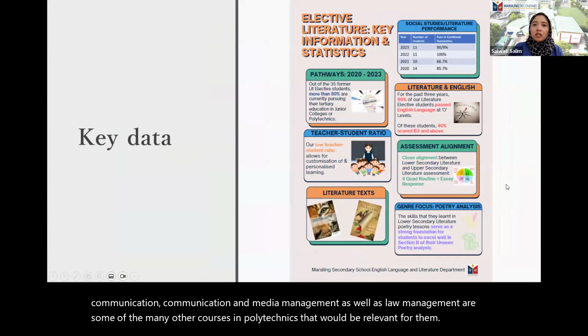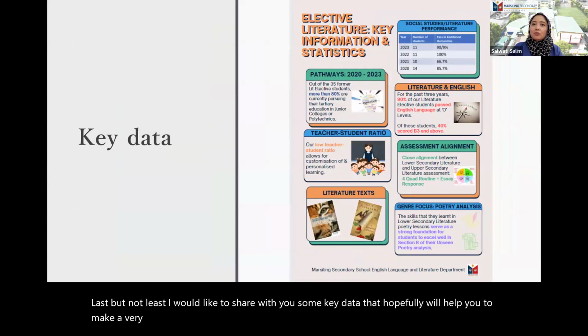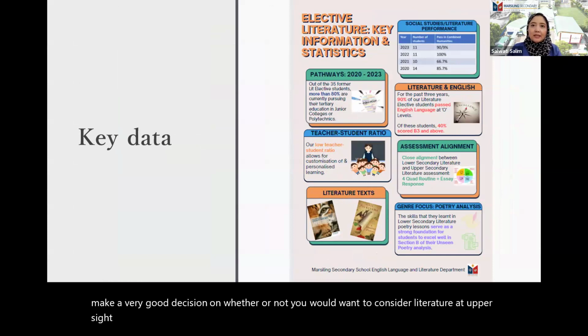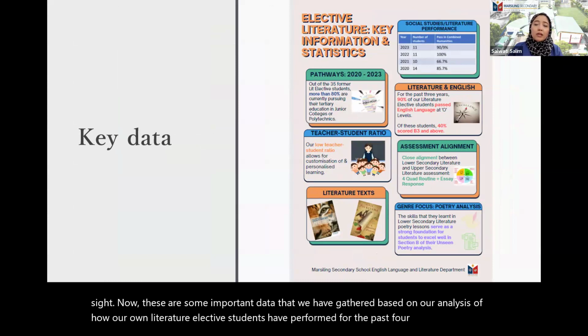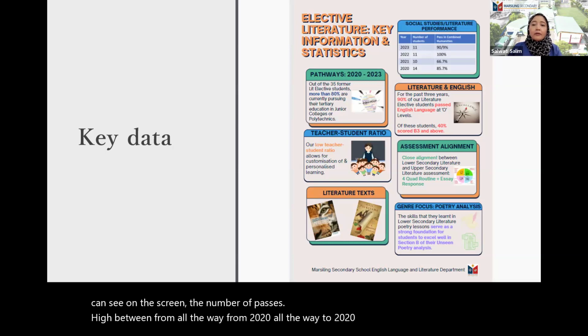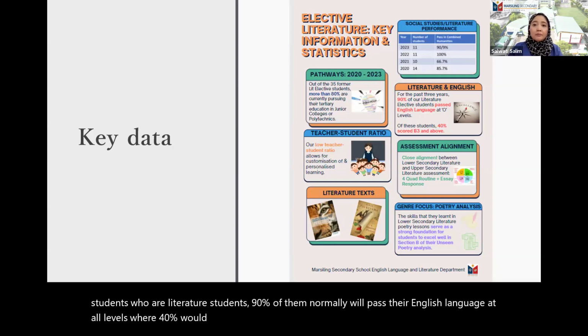Last but not least, I would like to share with you some key data that hopefully will help you to make a very good decision on whether or not you would want to consider literature at Upper Sec. Now, these are some important data that we have gathered based on our analysis of how our own literature elective students have performed for the past 4 years. So as you can see on the screen, the number of passes is high from 2020 all the way to 2023. And also, majority of our students who are literature students, 90% of them normally will pass their English language at O levels, where 40% would score B3 and above.